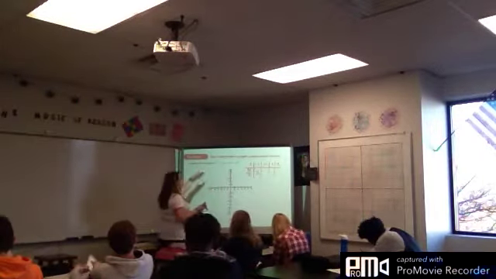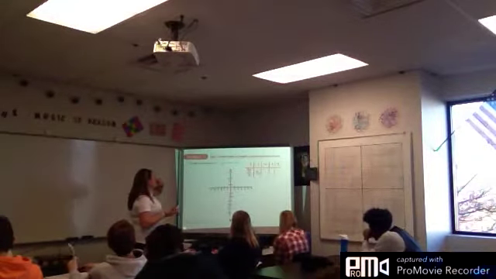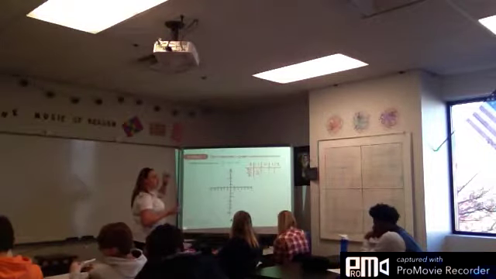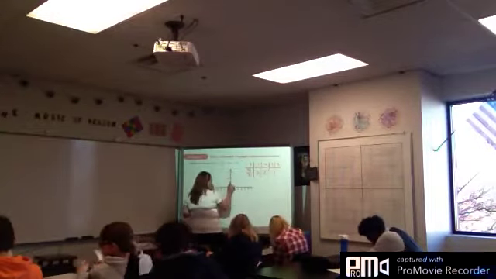Plug in a 0, so you get 3 times -2 squared. What's -2 squared? 4. 4 times 3 is 12. 12 times 1/6, or 12 divided by 6, is 2. See, now I'm smart.